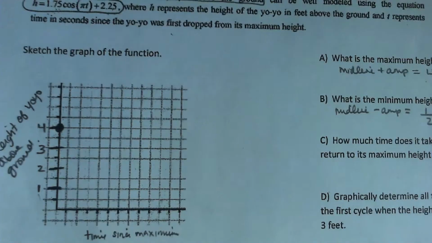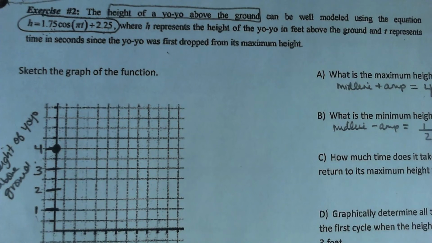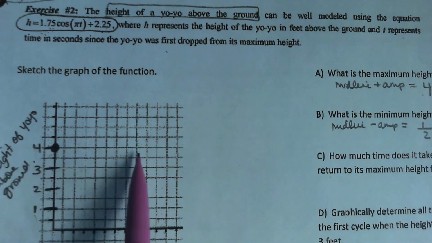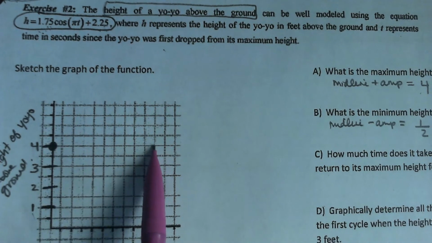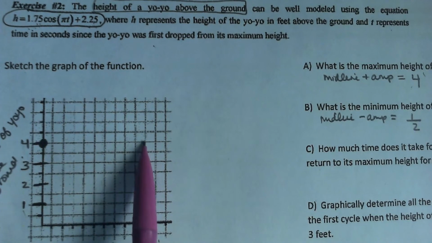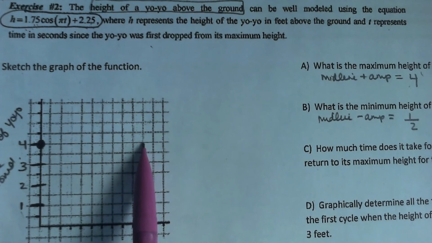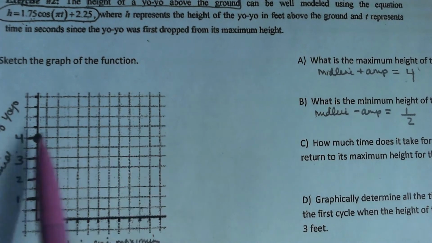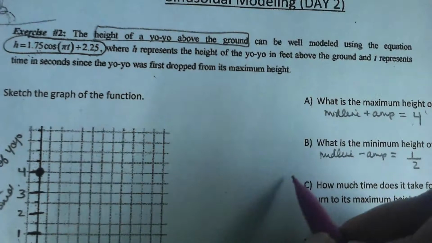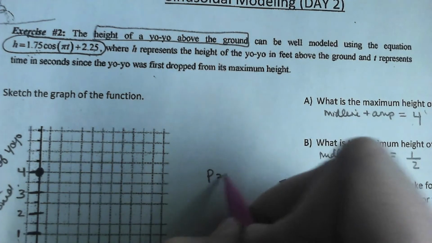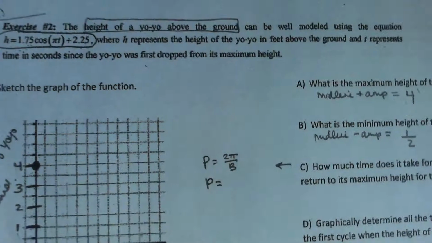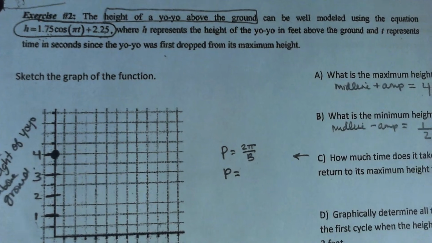But what would I find to figure that out? If this is where my first maximum is, what do I need to calculate to find out where my next maximum is going to end? I heard someone say it. The period, exactly. Maximum to maximum is a period, and so we can calculate our period by doing 2 pi over b. And this is different because we actually already know b just by looking at the equation.